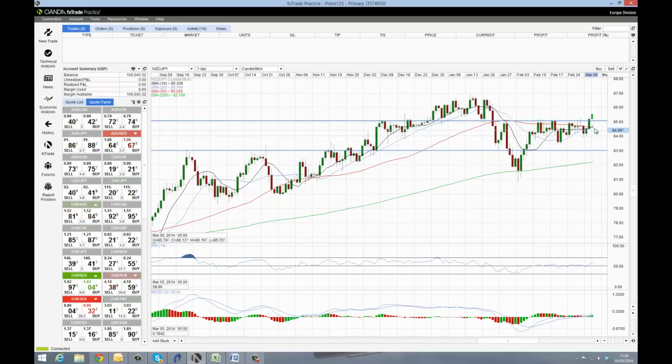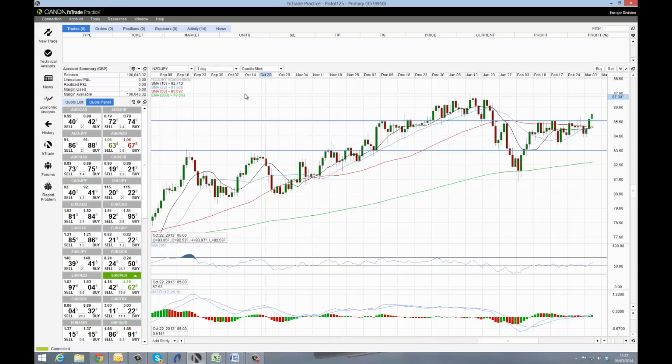So I certainly think that the trend is going to continue to the upside here. We've certainly got nice convergence on our indicators here, agreeing with price direction, and I wouldn't be at all surprised if the market makes a new high, in which case it's got to move up past these previous highs.